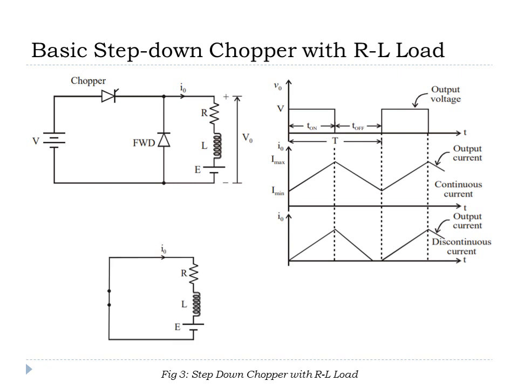When the chopper is on, the current will be flowing through the inductor load RLE, and the freewheeling diode will be reverse biased. Whereas when the chopper is off, the current still flows in the same direction, completed through the freewheeling diode, and the supply voltage is disconnected from the load. The output voltage can be given by the expression I naught R plus L di I naught upon dt plus E.